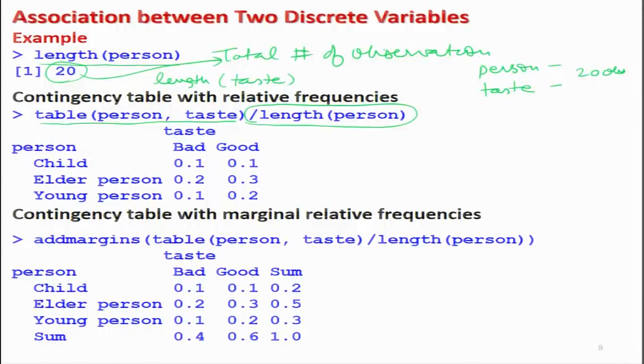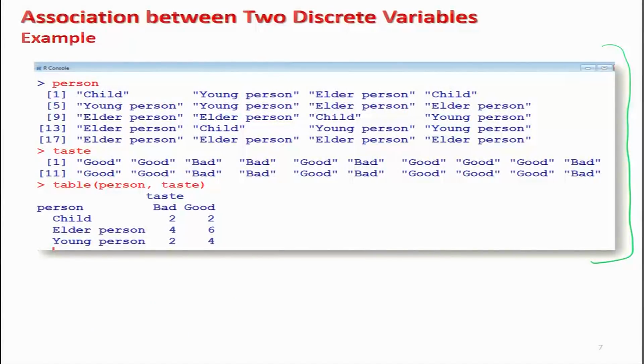And once you try to do it, you will get an outcome like this one. First, let me show you how you are getting this value. Suppose I take this value 0.1, how is it coming? If you look at the earlier slide, we had obtained the frequency 2, which corresponds to bad taste and child, right.